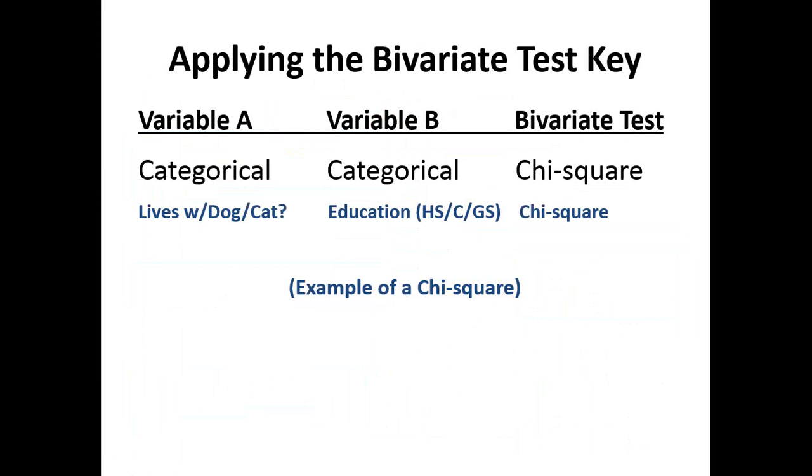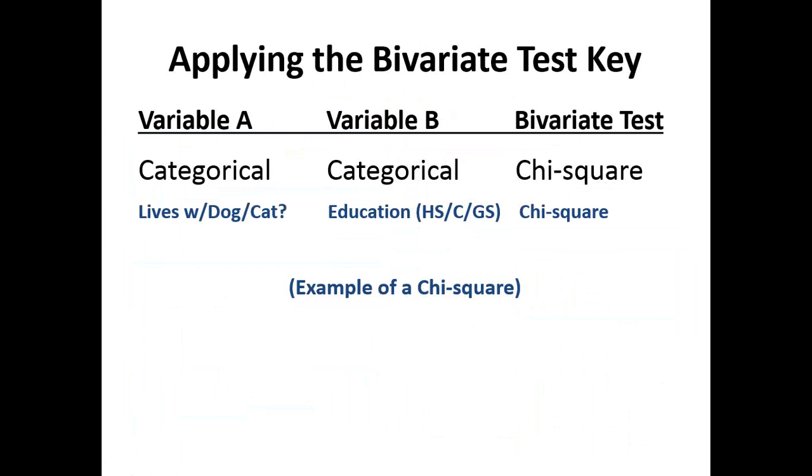Now, the other thing is we don't want to leave out the chi-square. They didn't fit in our scheme because variable B is continuous, so we don't have a chance to do the chi-square. So we slipped in another categorical variable, so we put in education. So we're relating education to do you live with a dog or a cat. So does your education level have a significant impact on whether you get a dog or a cat to live with you?